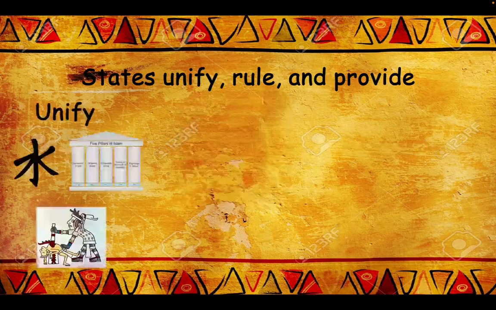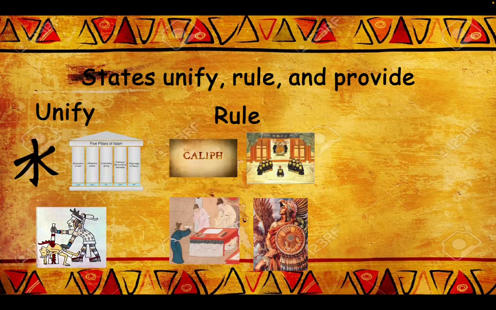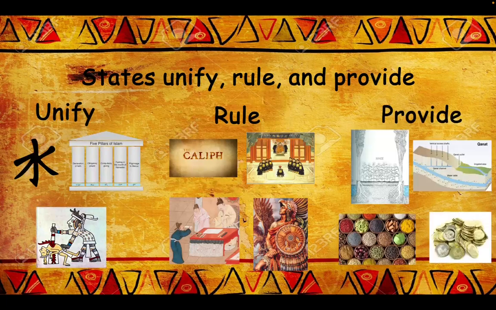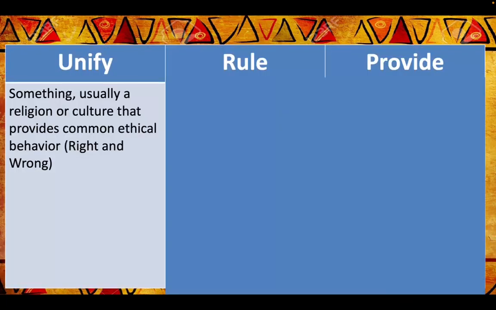So when we talk about unifying, ruling, and providing, we can look a little deeper. Anything that unifies is something that brings people together through some sort of common ethical behavior and identity. Usually this is going to be a religion, but sometimes it's simply a culture.